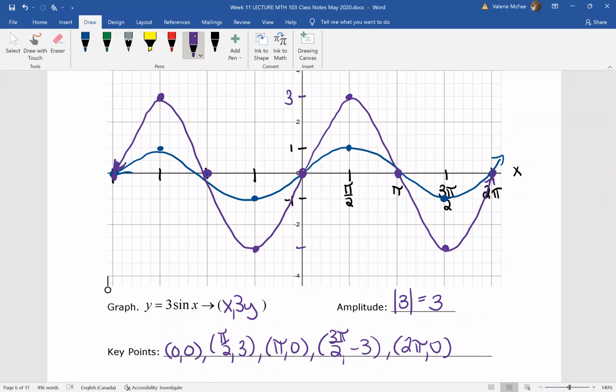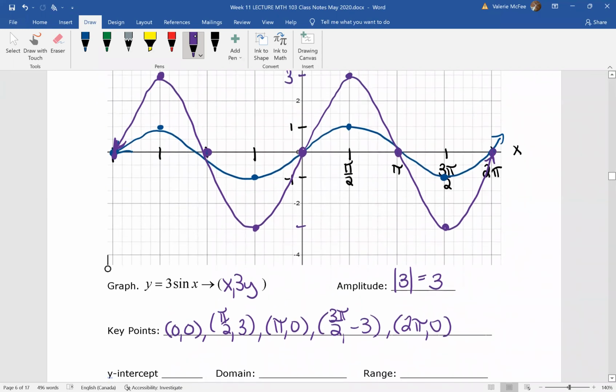You should have a graph that looks like this. We've stretched it out. And if you remember way back to week 3 transformations, when we multiply any function graph by a number greater than 1, the absolute value of a number greater than 1, we have a vertical stretch.